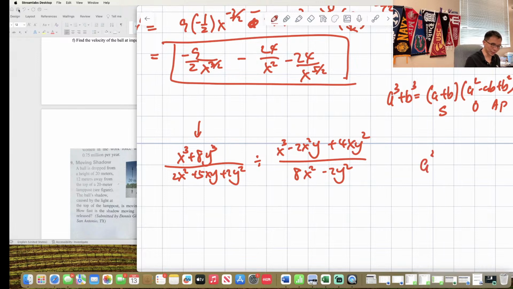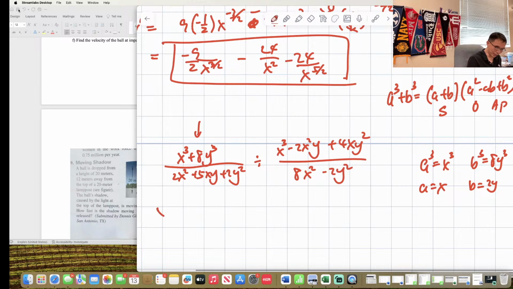So I need to figure out what is a and what is b in this case. So a cubed is equal to x cubed, so a must equal x. b cubed is equal to 8y cubed. So what is b equal to? 2y. So it's x plus 2y. Is that okay? And that's going to be x squared minus 2xy, I believe, plus 2y squared, so it'll be 4y squared.